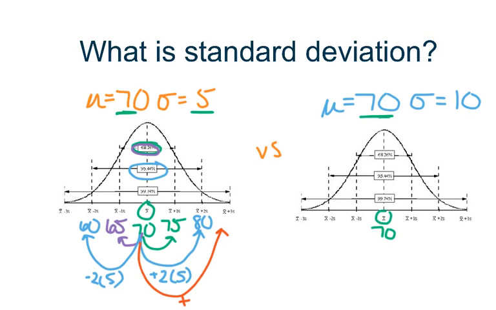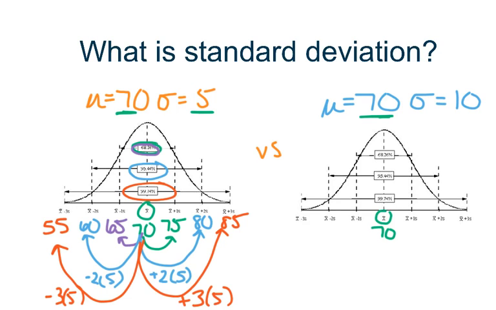And the last step would be 3 standard deviations out. So we would add 3 times the standard deviation, which would be 15. 70 plus 15 would be 85. Going 3 standard deviations below to get the lower end of that range, we would get 70 minus 15, which is 55. So we can say now that 99.7% of all people in that class scored between a 55 and an 85.